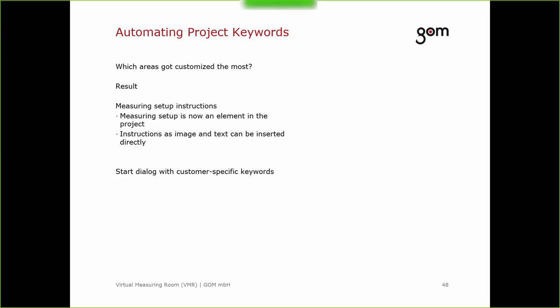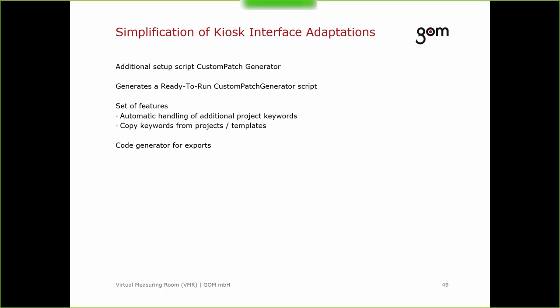The second requirement was a customized start dialog. Almost every customer needs specific keywords for his workflow. Therefore, an adaptation was required. That is now possible with the custom patch generator script. And the third requirement was to customize and adjust the export of results. This was also realized with the custom patch generator script. In the next live demo, I will show you how the custom patch generator script works.